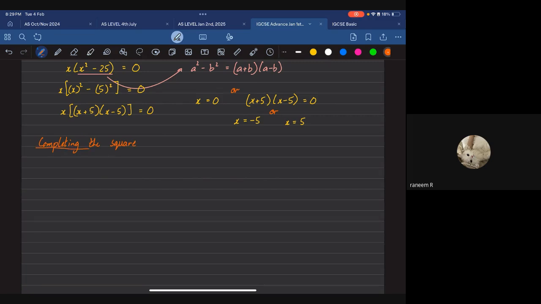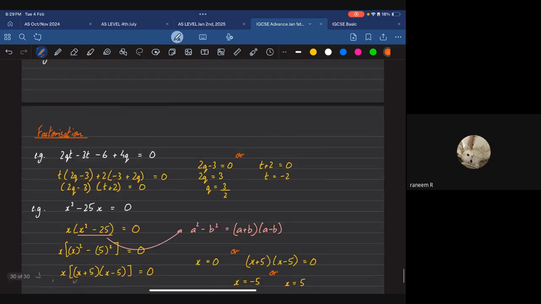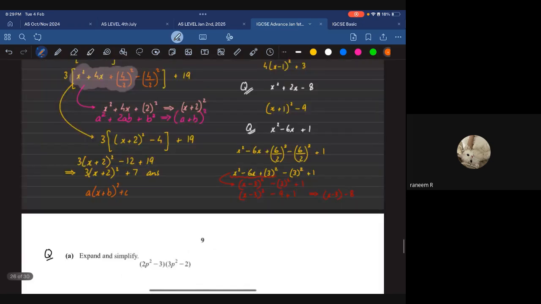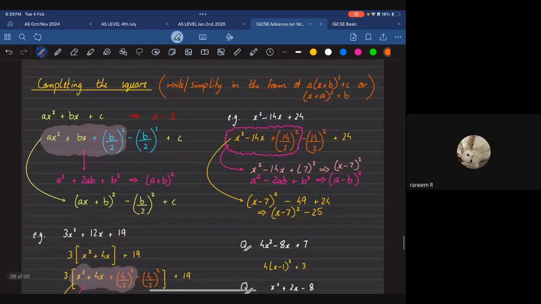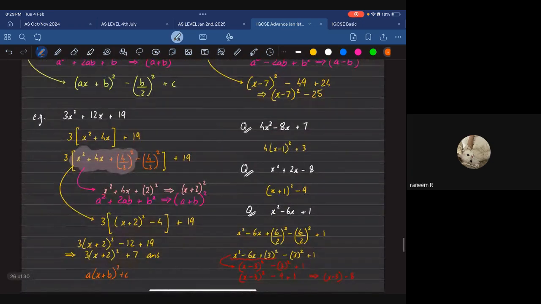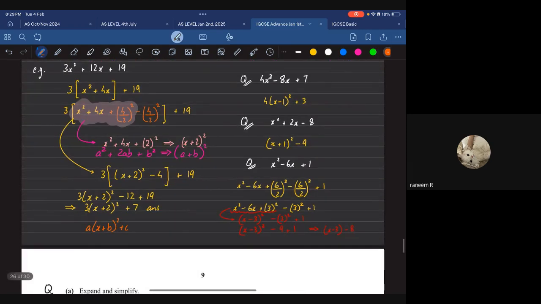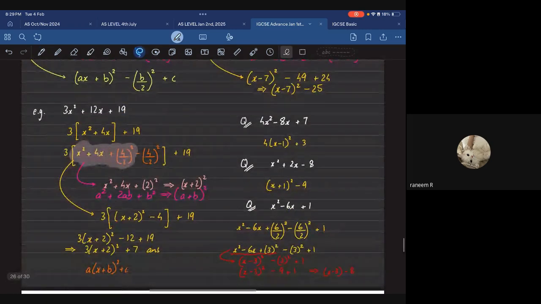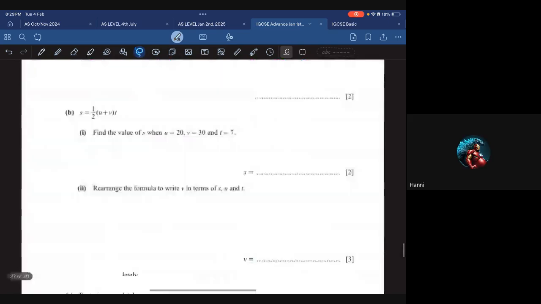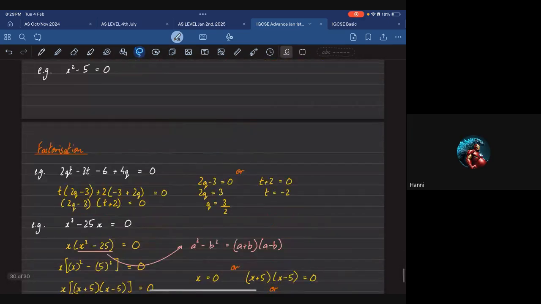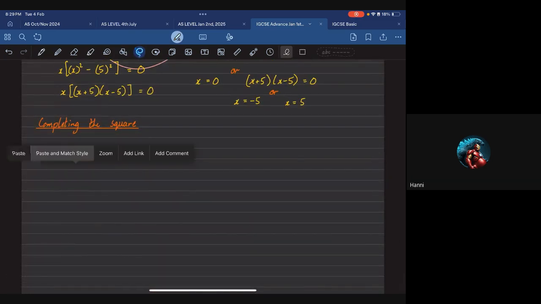So if I'm using completing the square to solve an equation, wait, I'll just grab an example from above. Any example would suffice. These are the ones that we can use. Hopefully, Hani, this is clear now. Yes, sir. All right.